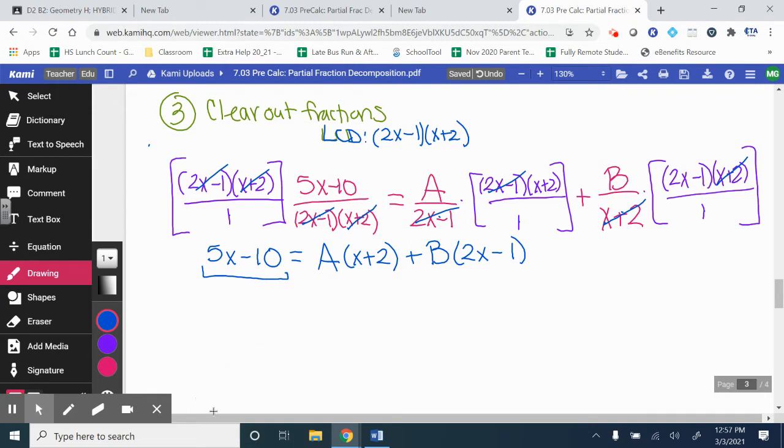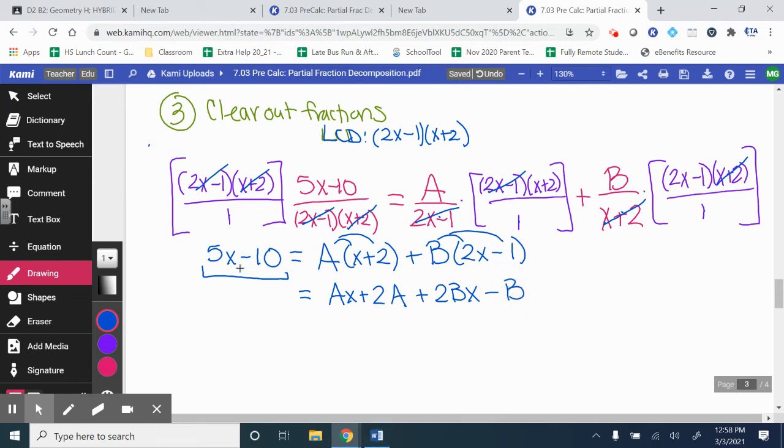In order to do that, I need to start by distributing my a into my parentheses and my b, so that I can combine like terms. So I'm going to distribute the a and the b into their sets of parentheses. I get ax plus 2a plus 2bx minus b.